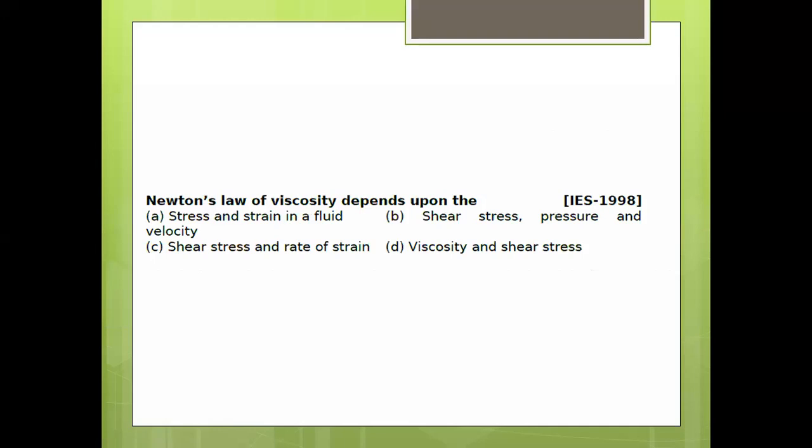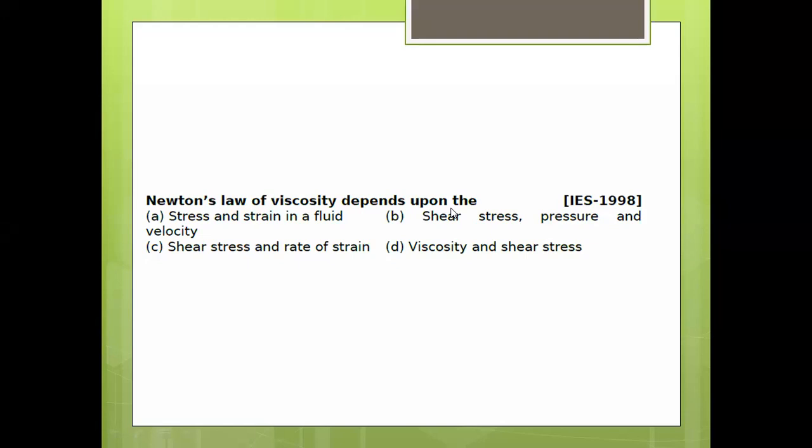Now we have come across one question. It has been asked in the IES examination, Indian Engineering Services. The question is: Newton's law of viscosity depends upon. These are the options. First option is stress and strain in the fluid. Second option is shear stress, pressure, and velocity. Third option is shear stress and rate of strain. Fourth option is viscosity and shear stress.